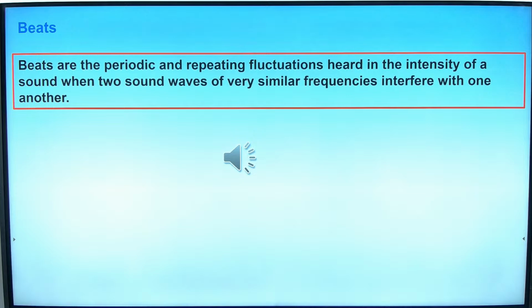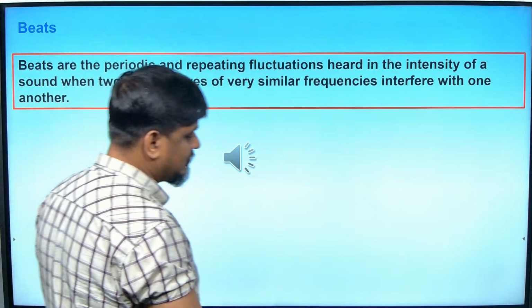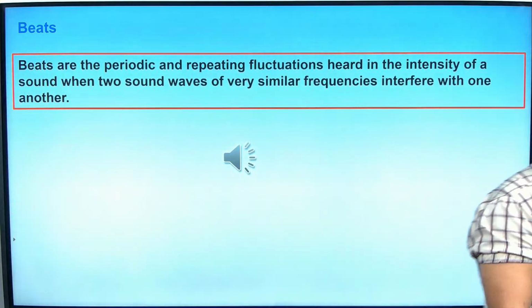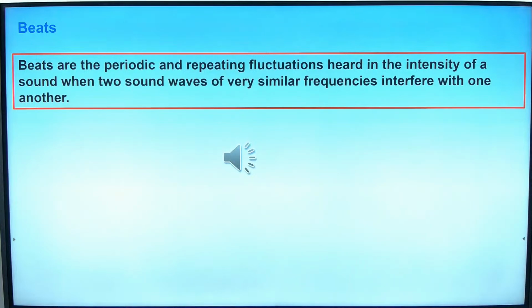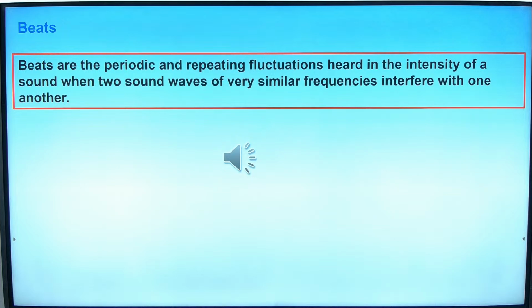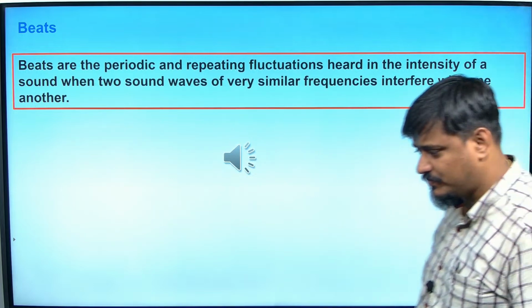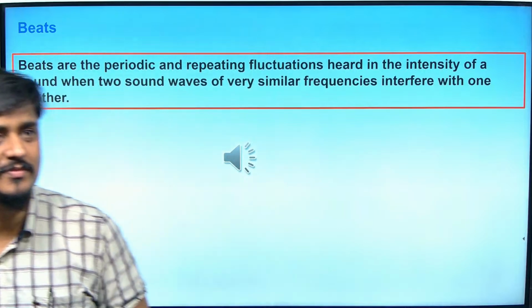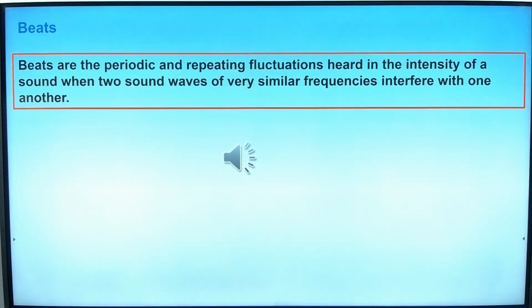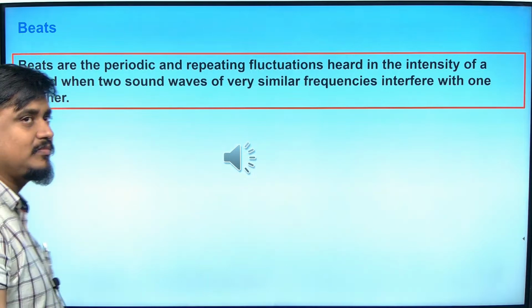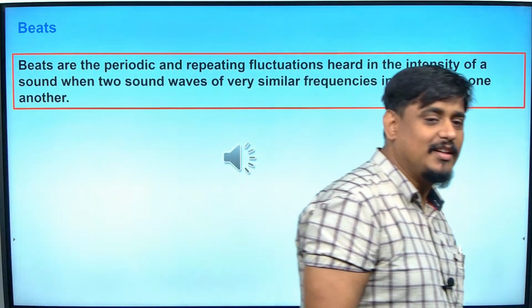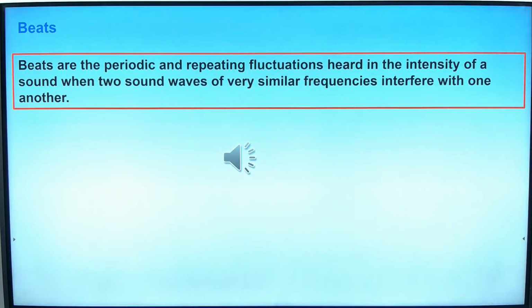Have you copied? Not required. Copied? Yes, sir. Just a second, sir. Yes, done, sir. Yeah, okay.